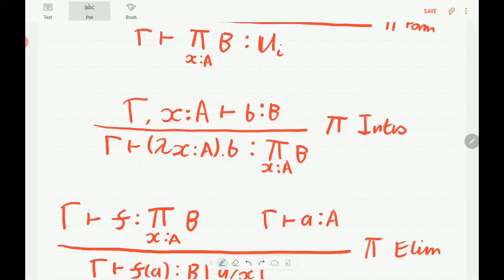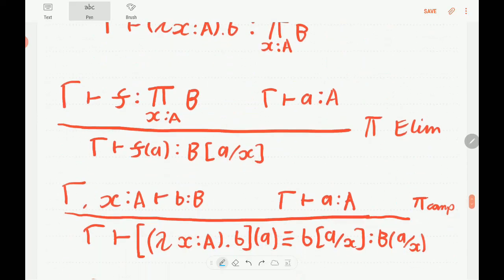Okay, so this is basically just saying that when we have a term little b that might have a variable x, we can basically convert that to a sort of dependent function. So this is an introduction rule for our pi type. It tells us how to form values of this pi type, basically how to make these dependent functions. And then we also have this elimination rule for the pi type, which basically tells us how we can use these values of our pi type.